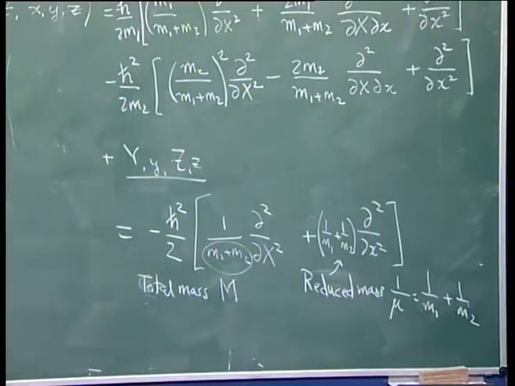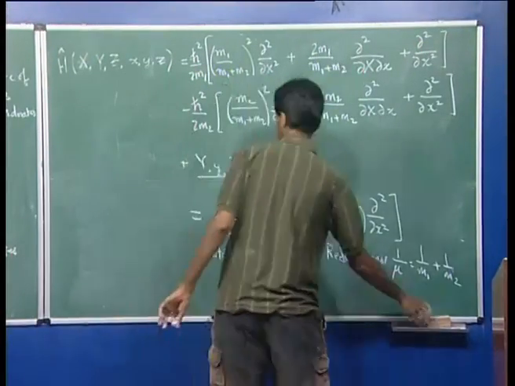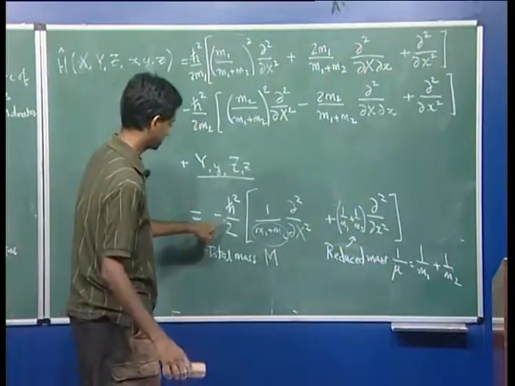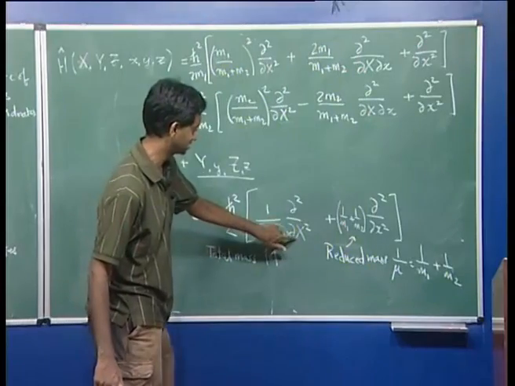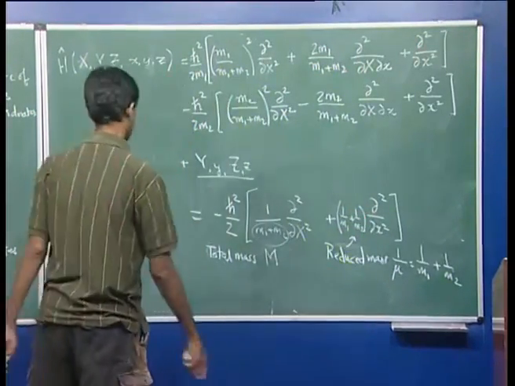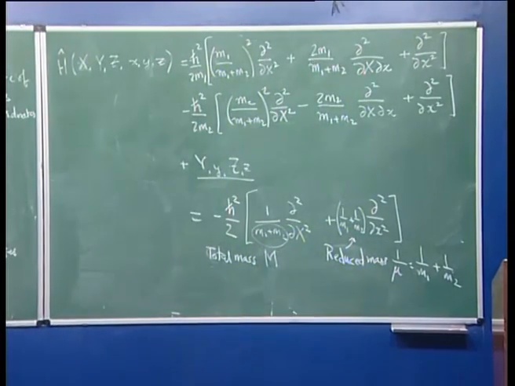Okay. And I will not go into the details of the remaining parts, but you can show that you can write similar expressions for y, which will be exactly the same. Instead of d by dx, you will have d by dy, instead of d by d little x, you will have d by d little y, and similarly for z. And so you can finally write this Hamiltonian in this form.